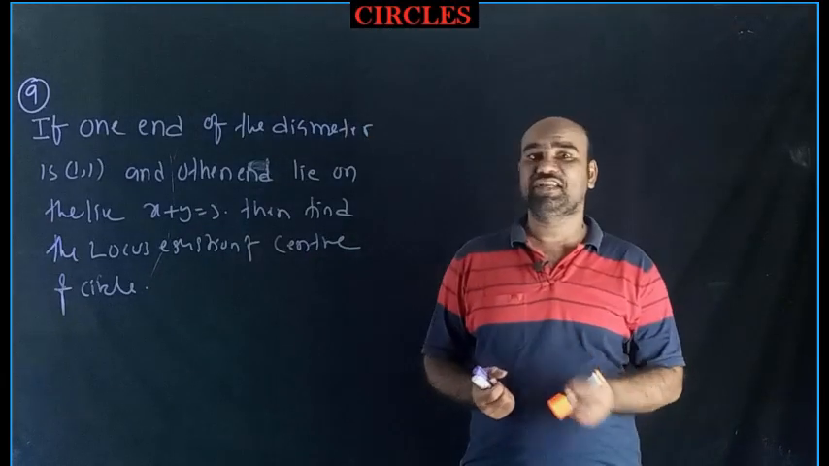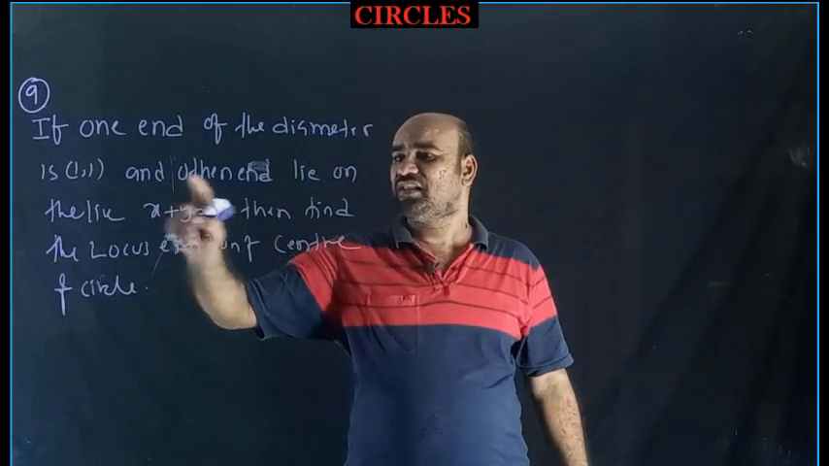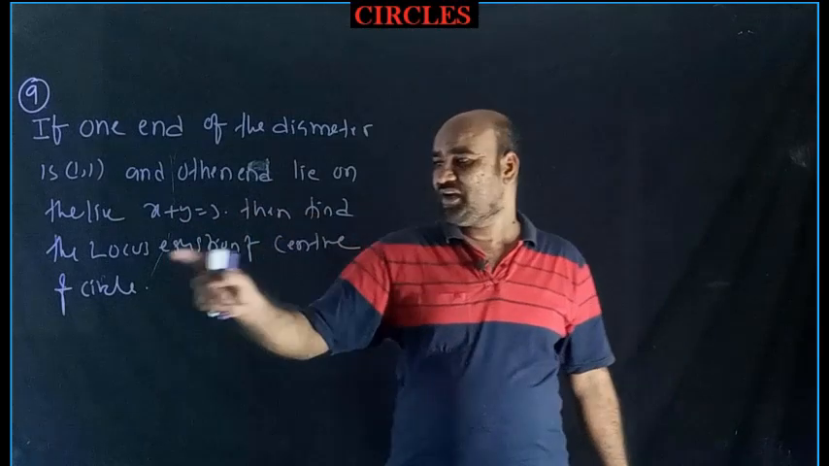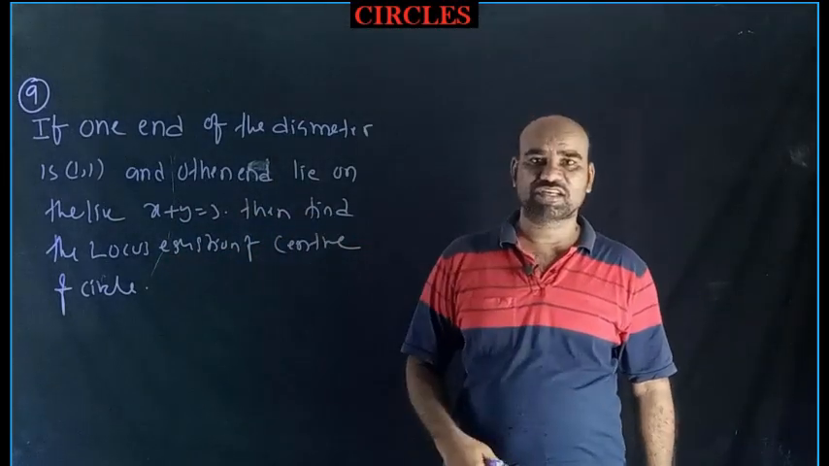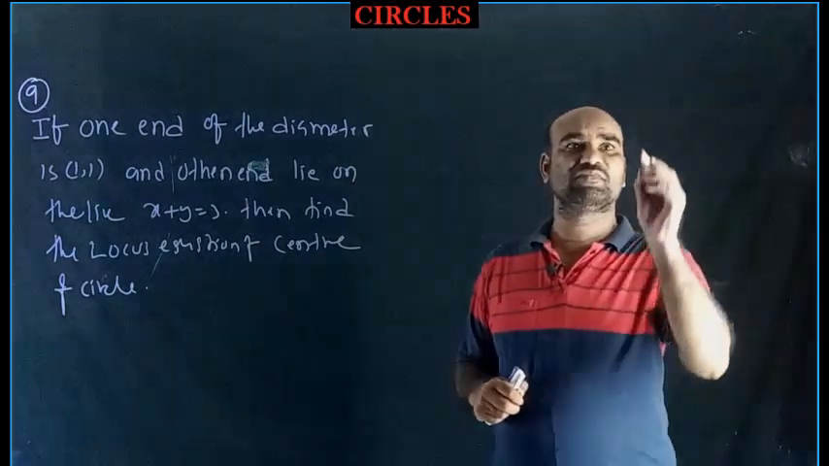Students, problem number 9. If one end of the diameter is (1, 1) and the other end lies on the line x plus y equal to 3, then find the locus equation of the center of the circle. First of all, I want to explain the meaning of the problem.